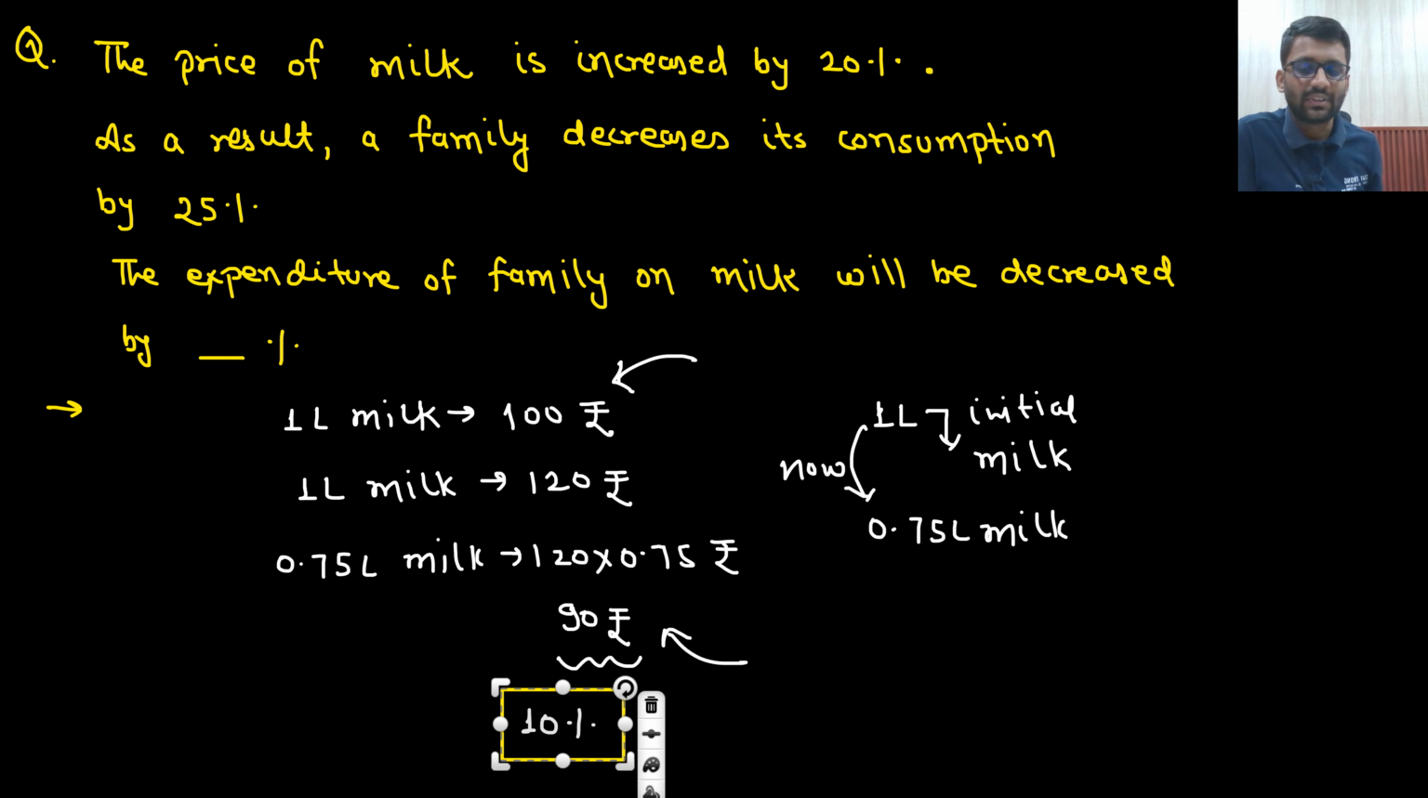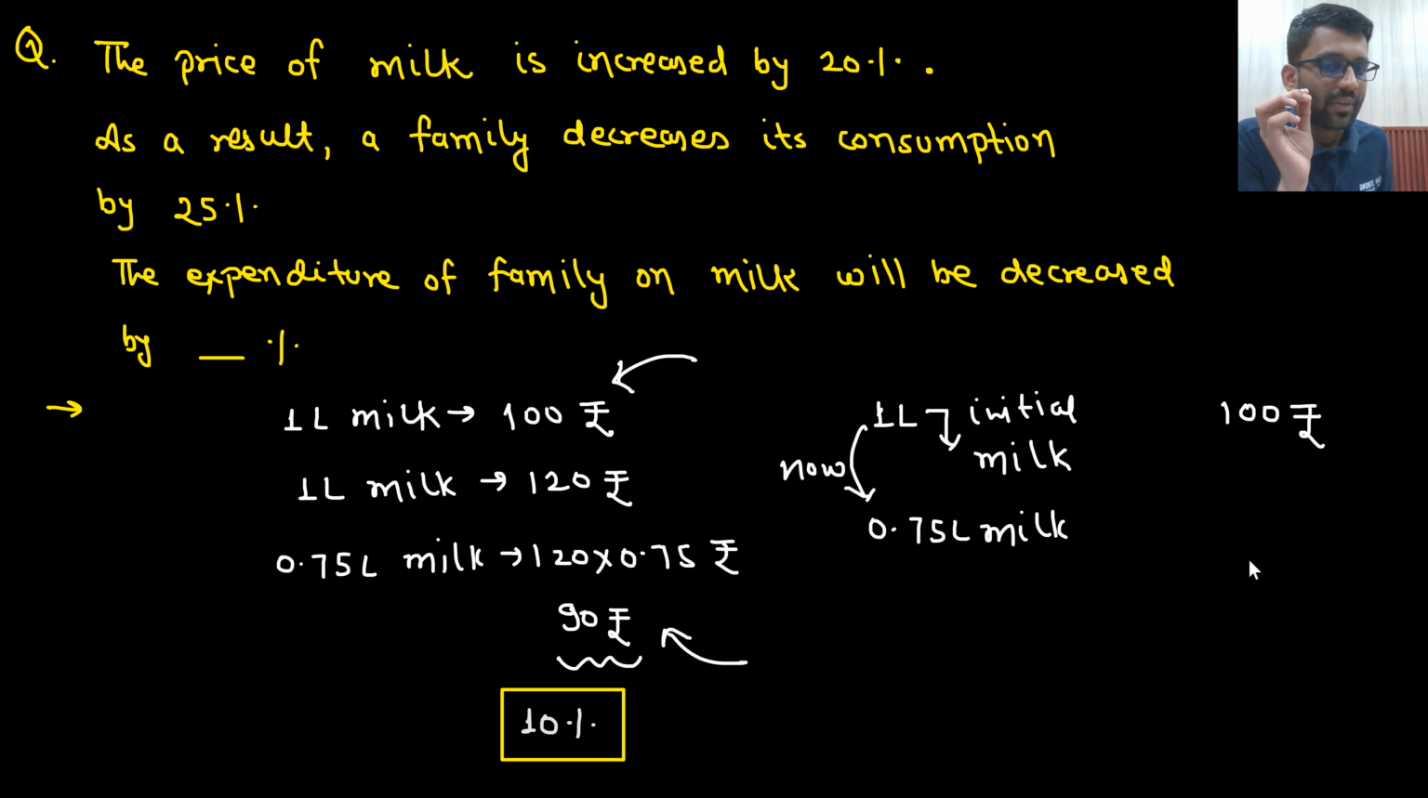Let's understand the problem once again. So what was the scene? They were getting 1 liter milk for 100 rupees. Then the price got increased to 120 rupees. Then they thought they should reduce the consumption, but they did not do any calculation. They directly reduced the consumption by 25%.